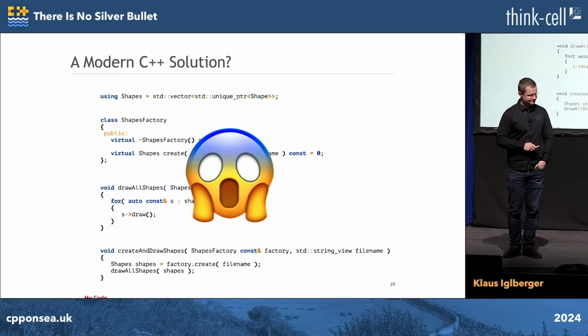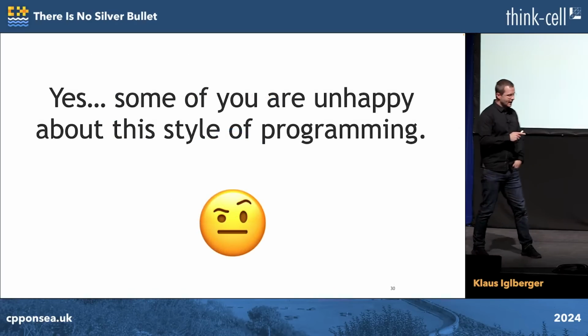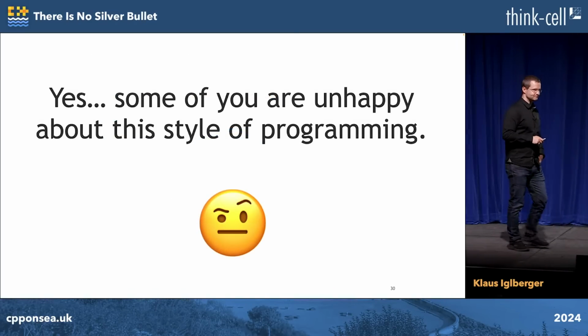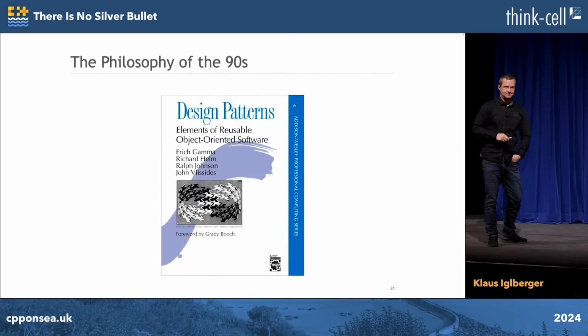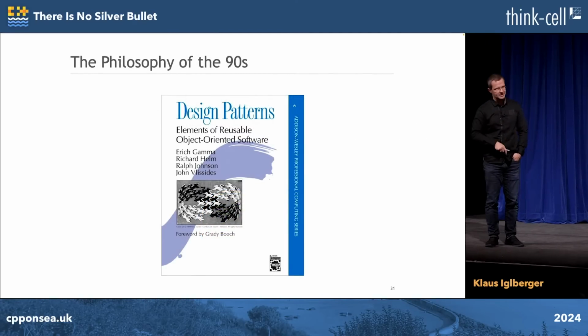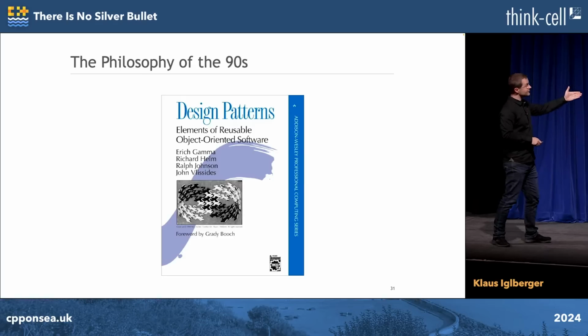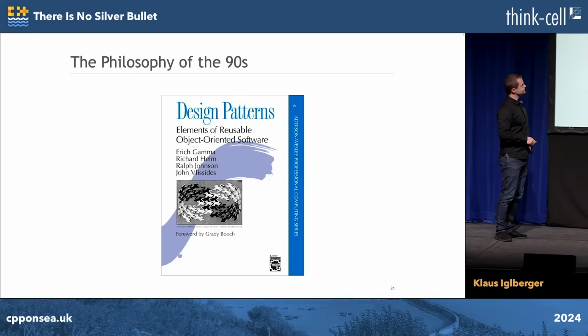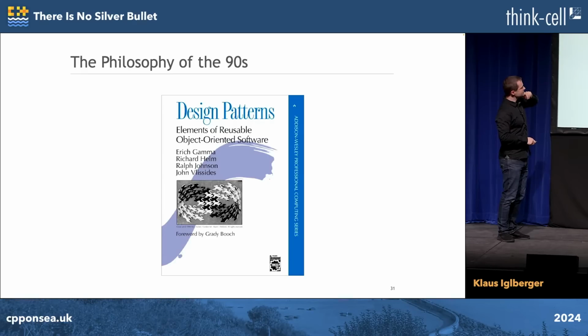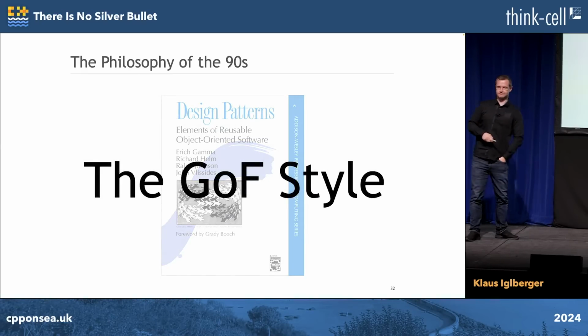But I totally get your point. I do get it. You're pretty unhappy about this style of programming. And this style of programming has a name. It's based on this book, a book that you've probably seen many times before. You've probably even taken a look into the book. This is what we call the Gang of Four book. Gang of Four because of the four authors. And so based on the book, this style is what we call the Gang of Four style.